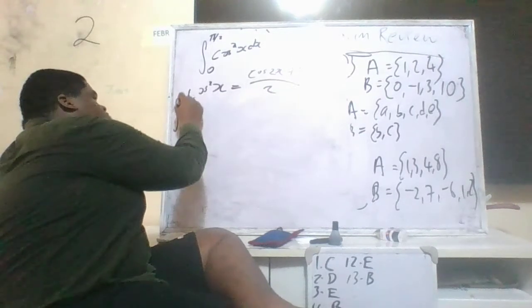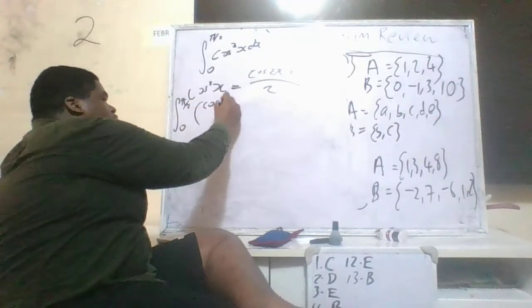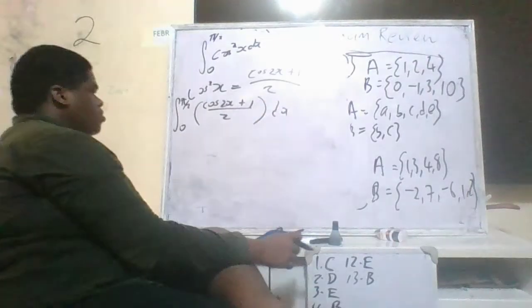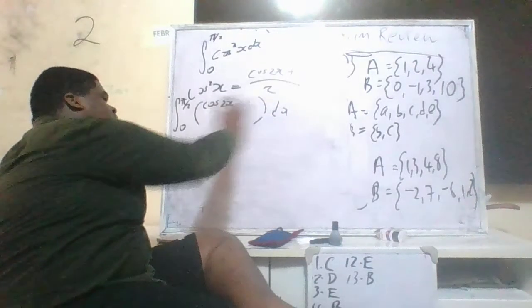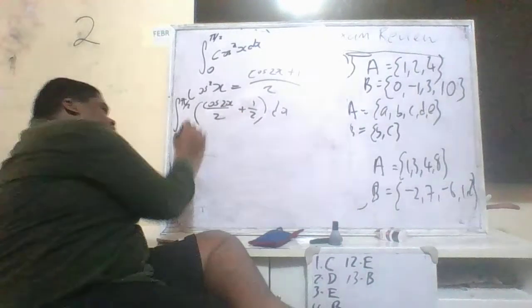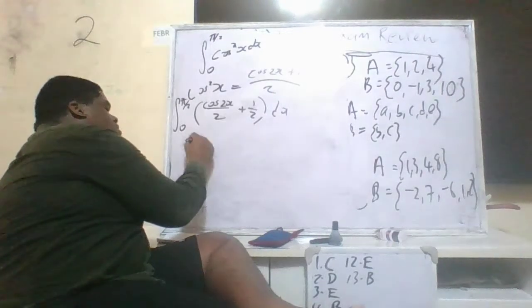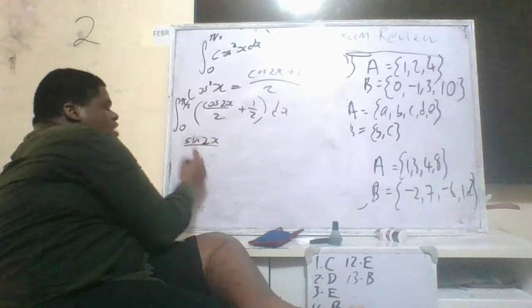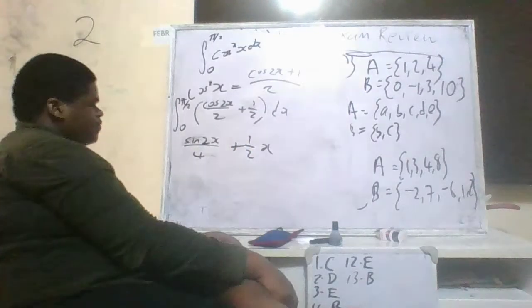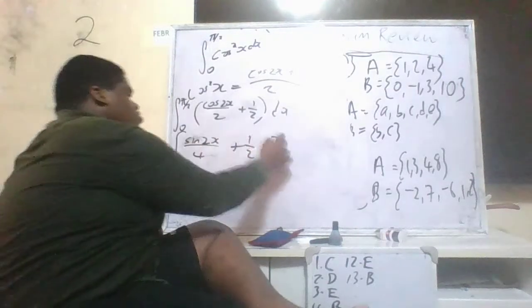So the integral from 0 to pi over 2 of cos square x will be the integral of (cos 2x plus 1) divided by 2 dx. This is the same thing as cos 2x divided by 2 plus 1 over 2. If you find the integral, this would be sine 2x divided by 2 times 2, which is 4, plus 1 over 2 x. We are plugging in x from 0 to pi over 2.